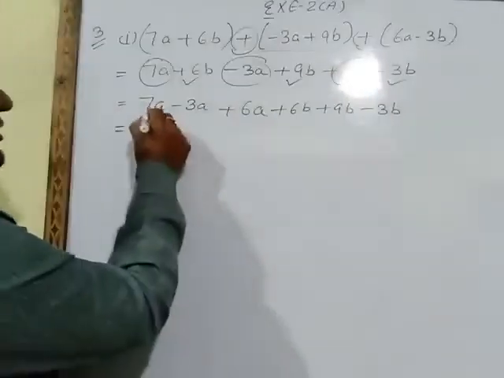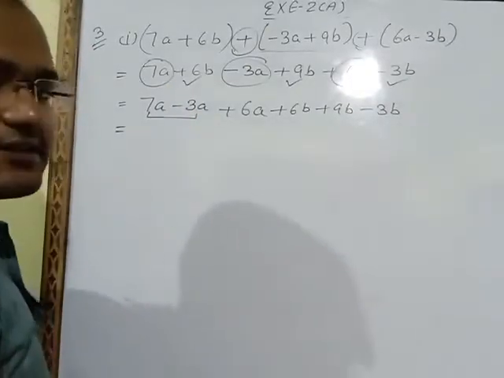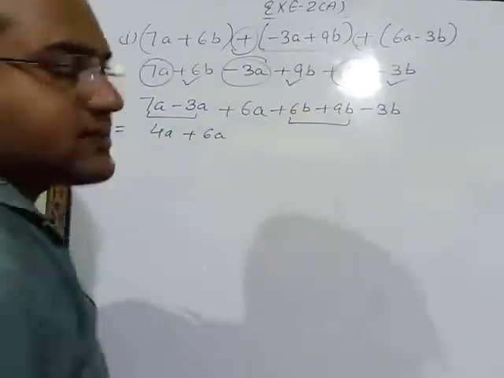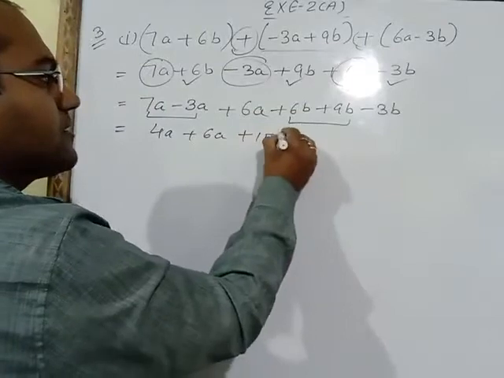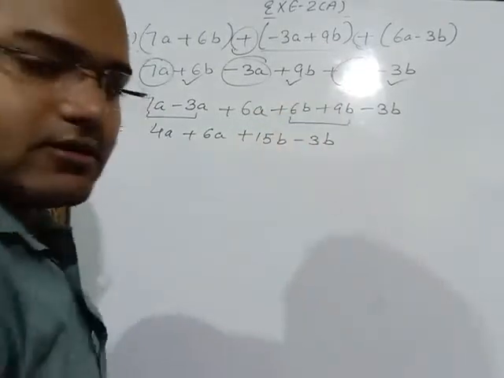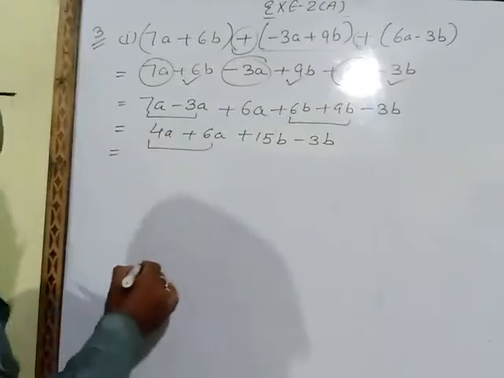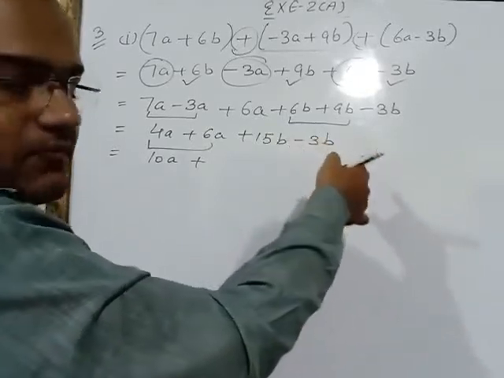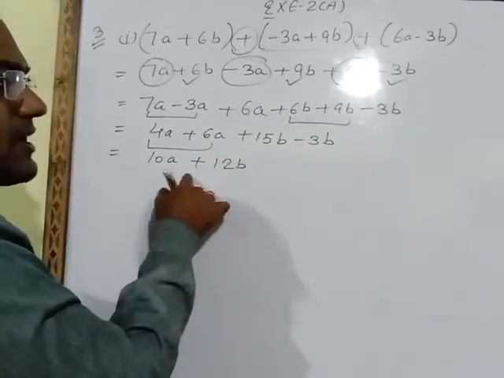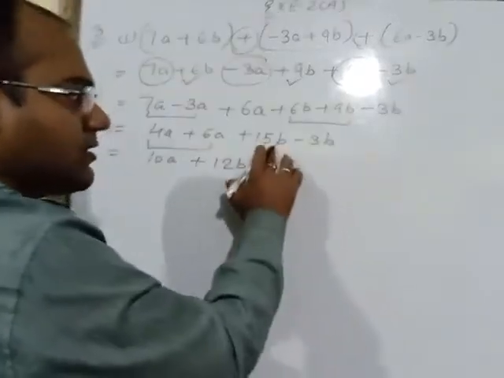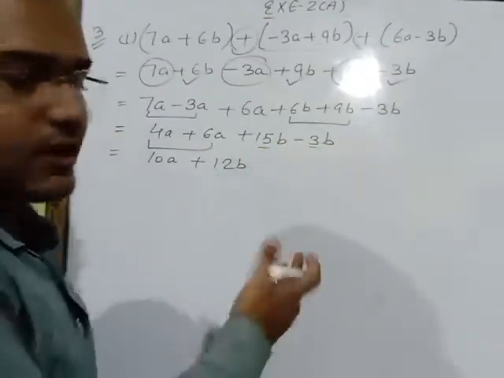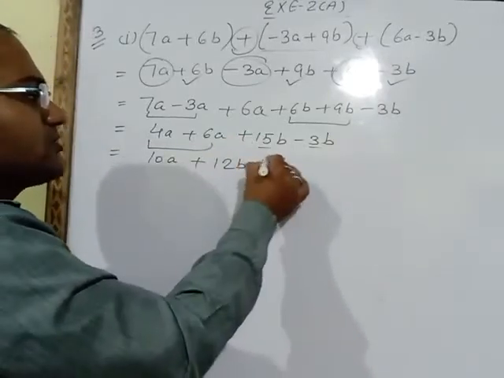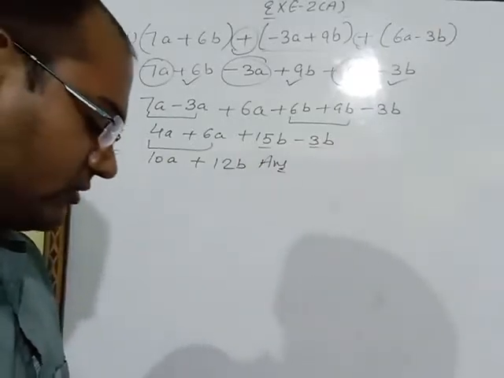Now these two numbers we will solve together. 7a minus 3a will become 4a, plus 6a we will write as it is. 6b plus 9b will become plus 15b, minus 3b we will write as it is. Now these two numbers, 4a plus 6a will be 10a, plus 15b and minus 3b will be plus 12b. Why plus? Because we have to put the sign of the greater number. Out of 15 and 3, 15 is greater, 15 has plus sign, that's why we are writing plus sign here. So plus 12b. So this is your final answer of third question, first part.